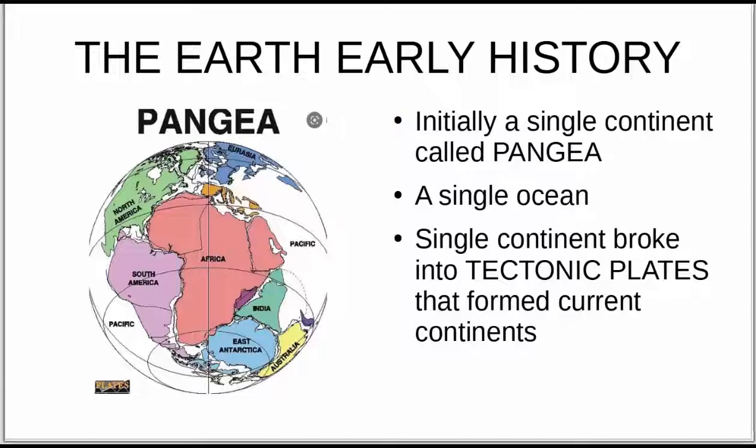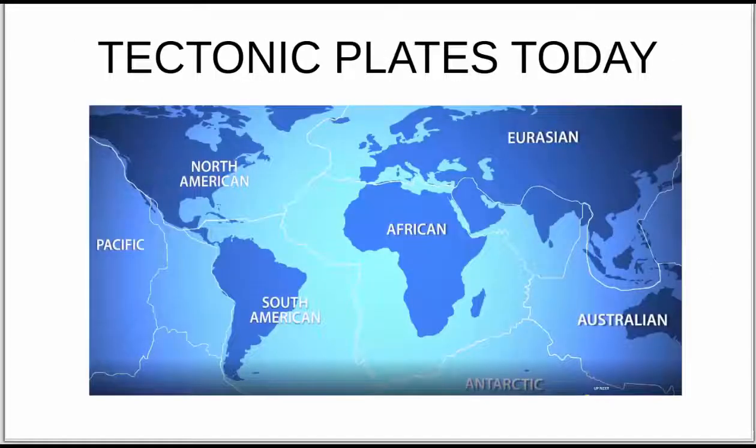Then that continent began to break into pieces, and those pieces are what we now know as tectonic plates. The tectonic plates continue to move. They have separated into pieces, and we can see here today that's where we are. We have the continents that have moved away from one another, and the plates are still there, and those plates continue to move, and the continents where we live are actually moving very slowly, but they are moving anyway.